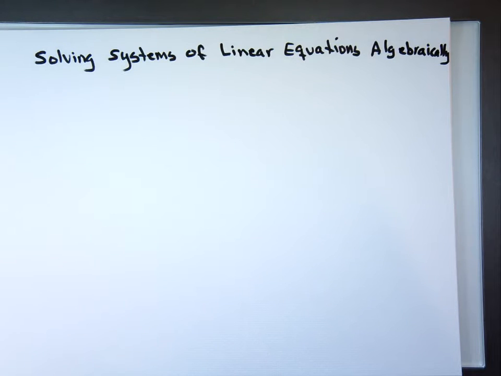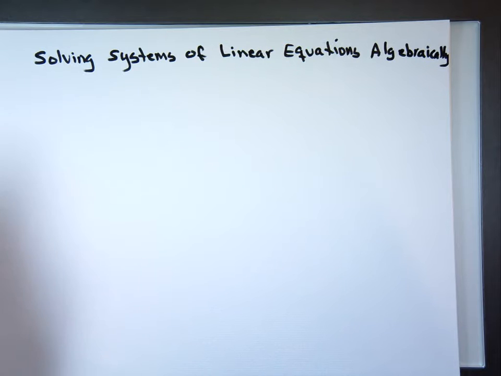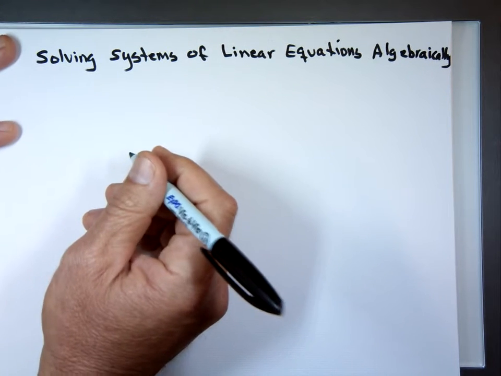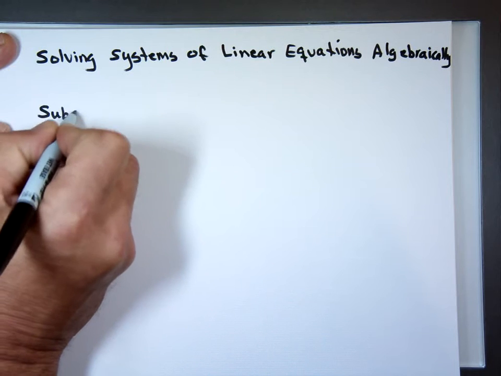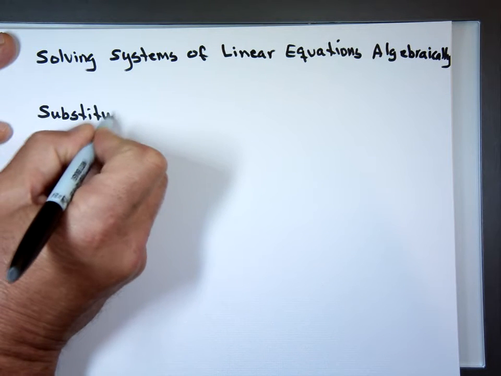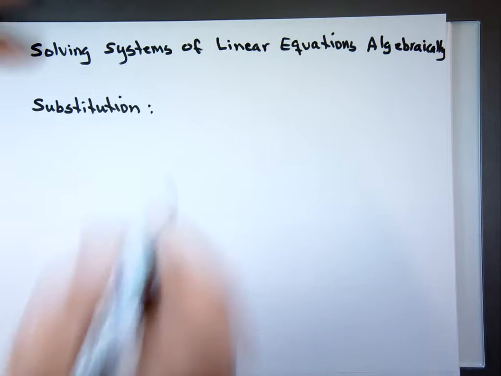Okay. Last class we did solving a system of linear equations graphically. Today we're going to do it algebraically. And we're actually going to be looking at two techniques. One is called the substitution. One is actually called the elimination method or the addition method. I used to call it elimination by addition. Now everyone calls it the addition method. So let's look at substitution. Substitution method.